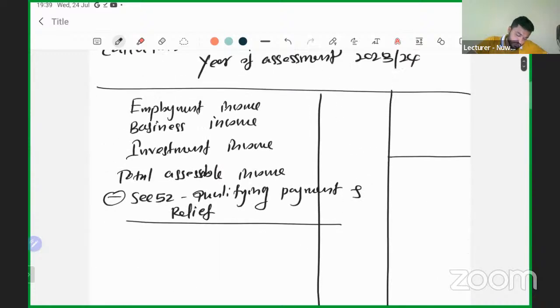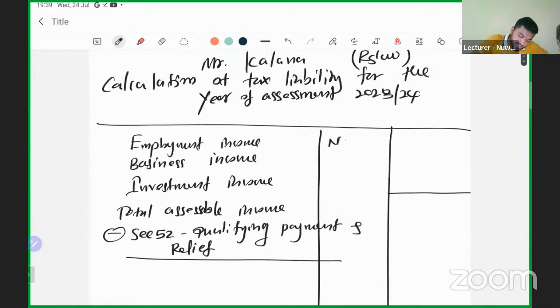You separately need to calculate the employment income as a separate working, note 1, the business income, note 2, and investment income, note 3.